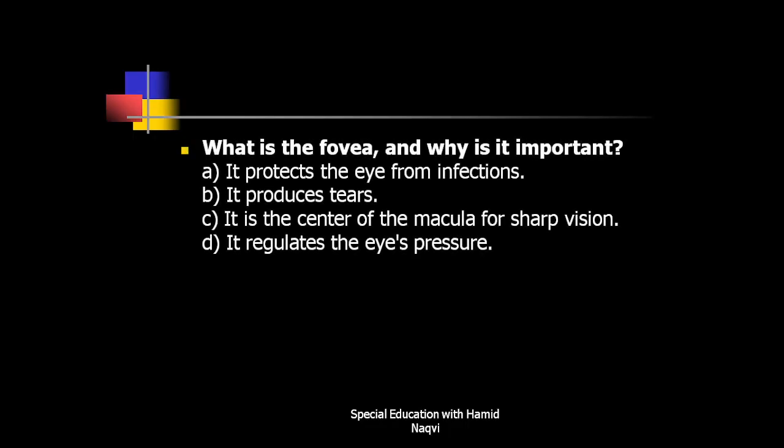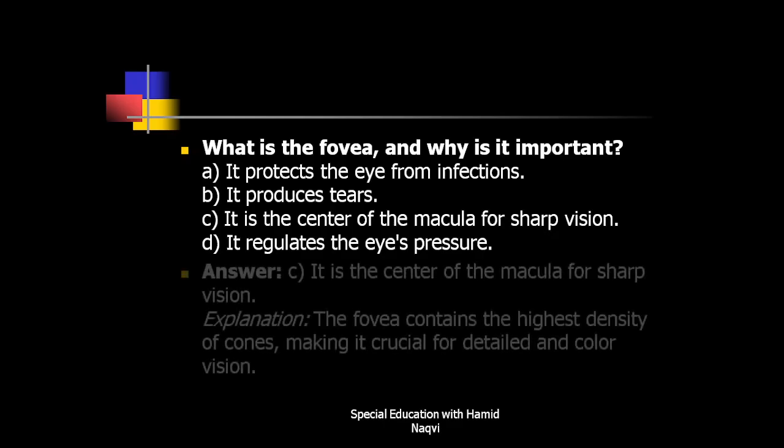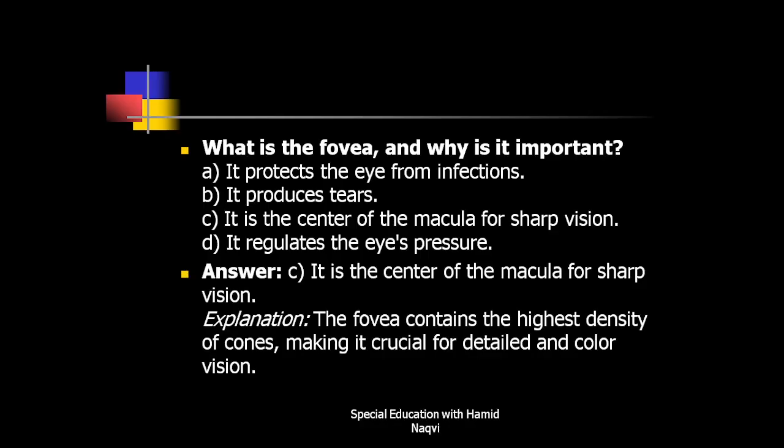What is the fovea and why is it important? It protects the eye from infections. It produces tears. It is the center of the macula for sharp vision. It regulates the eye's pressure. The answer is it is the center of the macula for sharp vision. The fovea contains the highest density of cones, making it crucial for detailed and color vision.